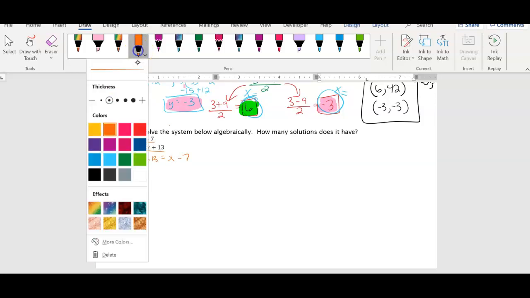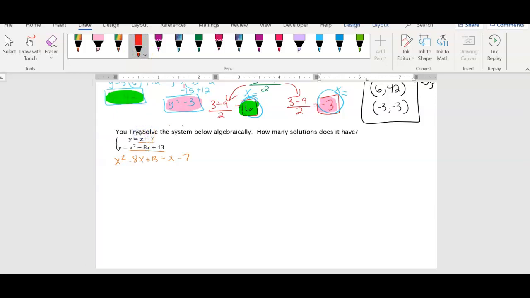Now I want to make it set equal to 0, so I'm going to do a wall and floor. Minus x, I put it right underneath the other x value, and then plus 7 underneath the number. So everything on this side equals 0 now, and I can add going down. X squared, negative 8 and negative 1 is negative 9x. 13 and 7 is 20. Now it's time to do quadratic formula.